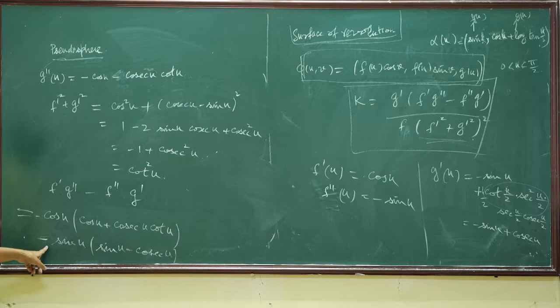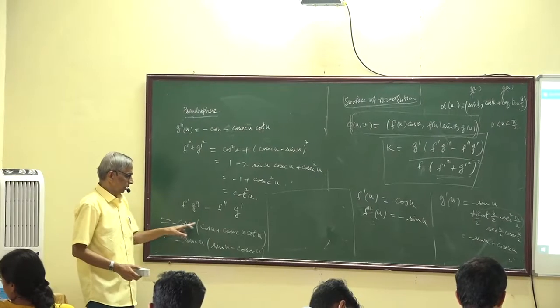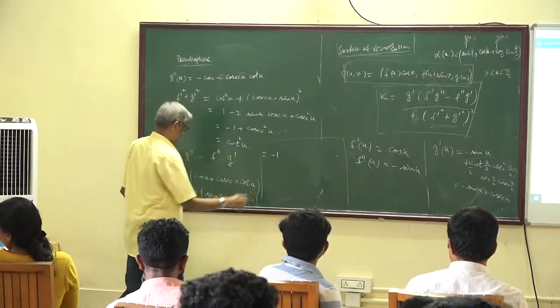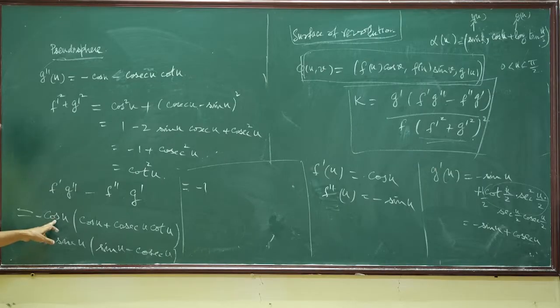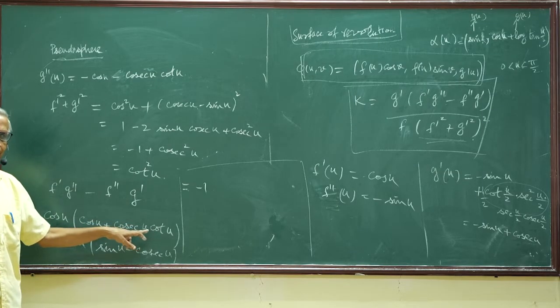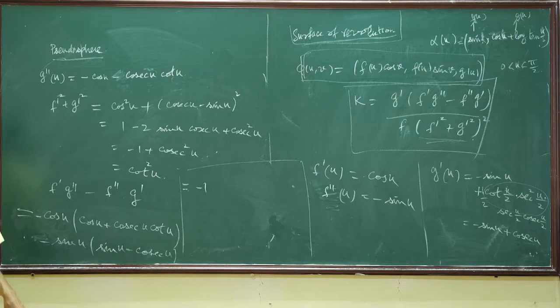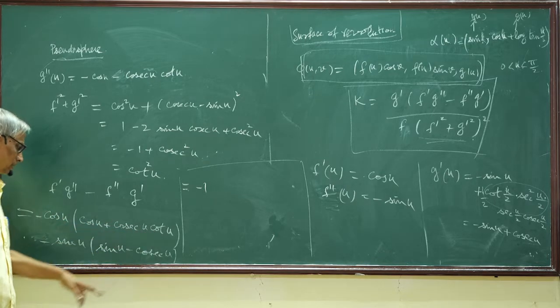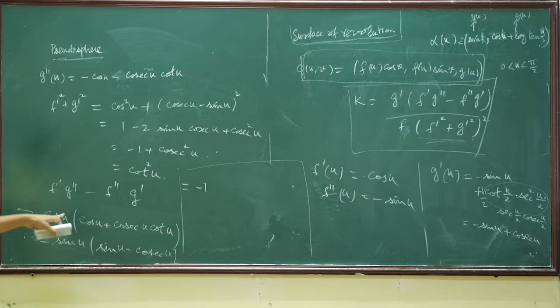The sign is okay, or so minus cos square minus sin square, that will give you minus 1. Cosecant cos cosecant cot. What does that give you? Cot square, is it? Cos into cosecant is cot, right? So this is another cot. So cot square minus cot square.